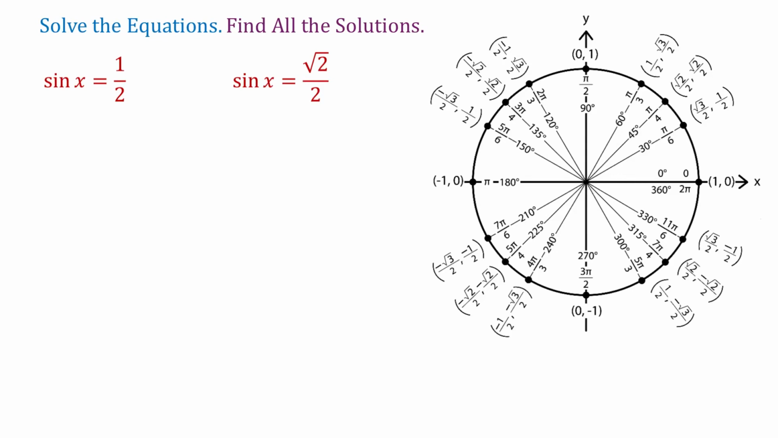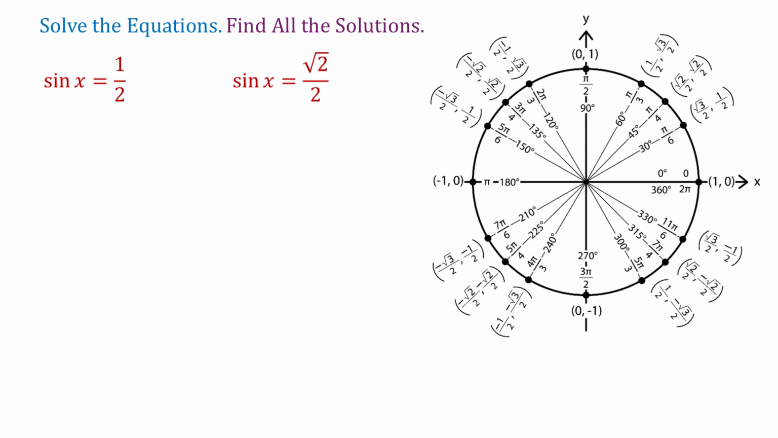Hello! In this video, we will see how to find all the solutions to the equations sin of x equals 1/2 and sin of x equals square root of 2 over 2. So let's start with the first equation, sin of x equals 1/2. To understand how to get all the solutions, we will use the unit circle.